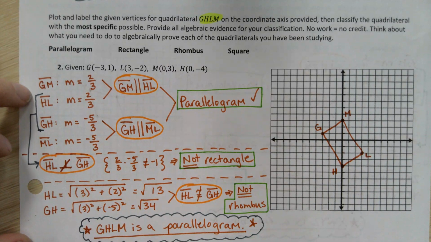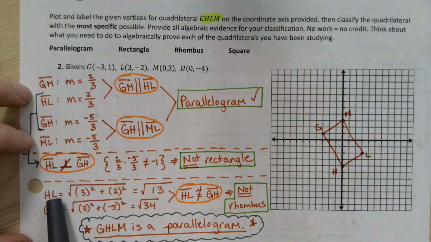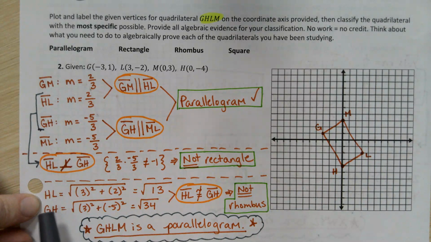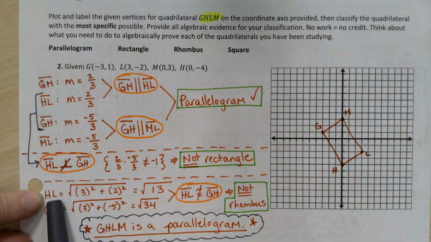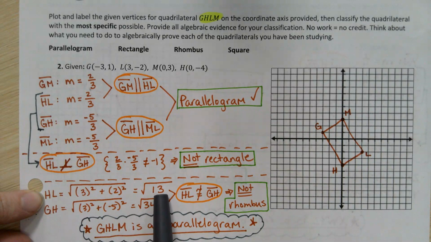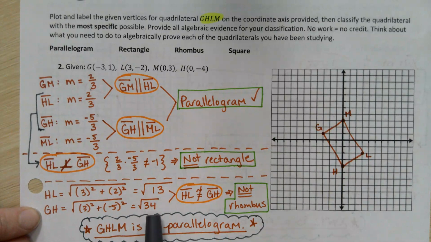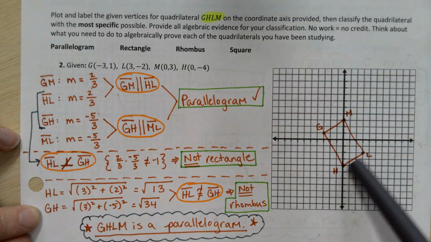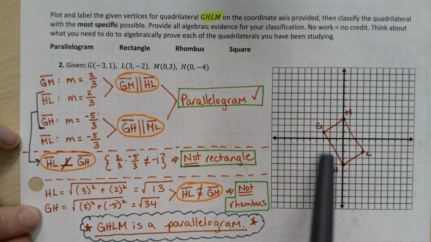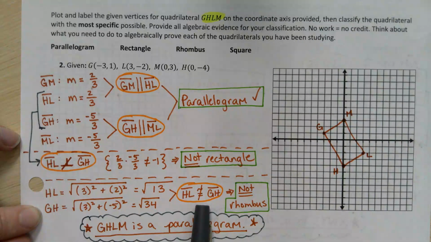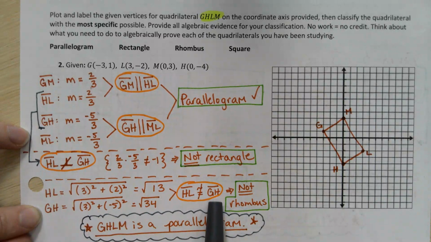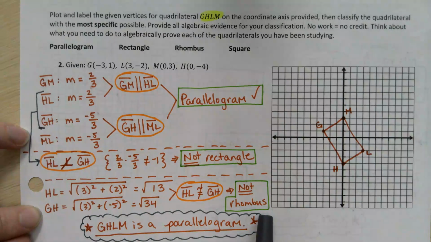Continuing on, I need to decide if this is a rhombus or not. And so I'm looking at the same two consecutive sides. You don't have to do that, but I like to just be consistent between my rectangle test and my rhombus test. The distance between H and L should turn out to be √13, and the distance between G and H is √34. That to me was not as surprising, because if I'm looking at the distance between H and L, it does look much shorter than the distance between G and H. So I was not expecting them to be congruent, but this is my algebraic evidence for why HL is not congruent to GH. So this shape is also not a rhombus.